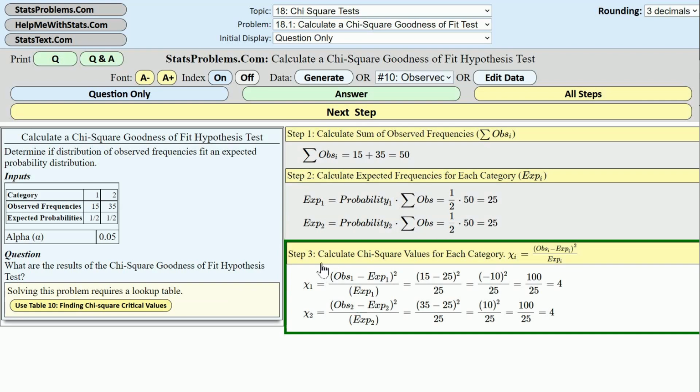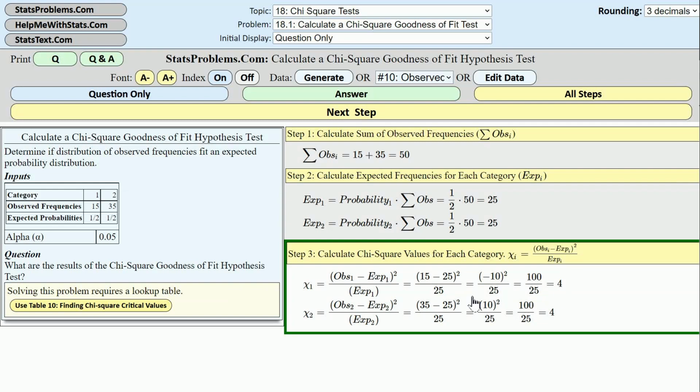In Step 3, we calculate the chi-square values for each category. Chi-square for category I is the observed frequency minus the expected frequency squared divided by the expected frequency. For the first category, the chi-square value is 15 minus 25 squared divided by 25, which works out to minus 10 squared divided by 25, which works out to 100 divided by 25, which works out to 4.